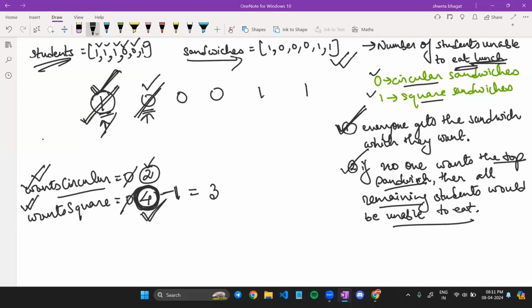Correct. And since we have assigned this sandwich to a child, we'll subtract 1 from here and we will get 1. Correct? Because one of the children got this circular sandwich, right? That's why we are subtracting 1 from here. And we'll move forward. Correct? Now again, we are at the circular sandwich.